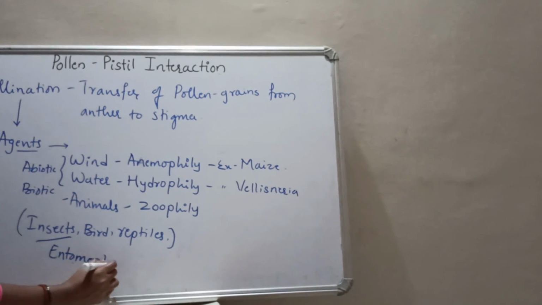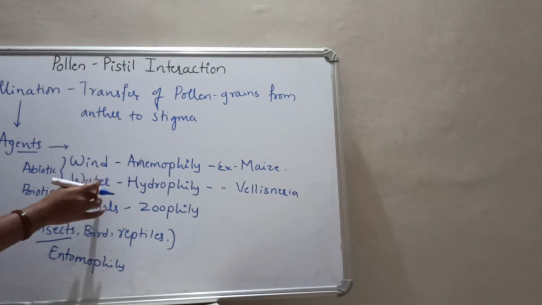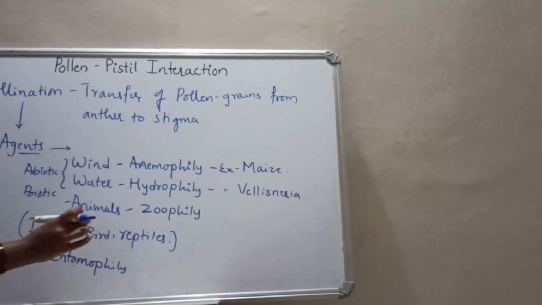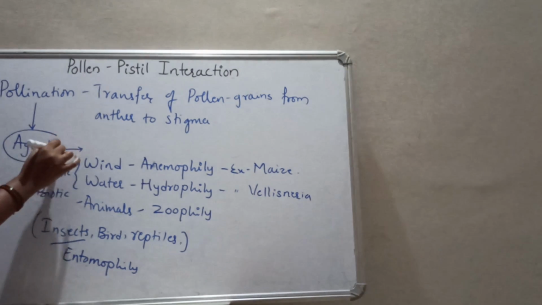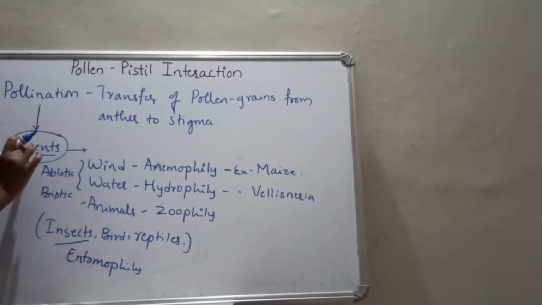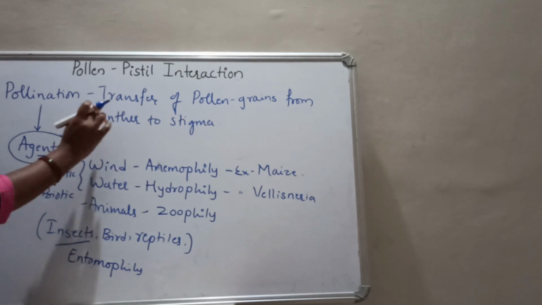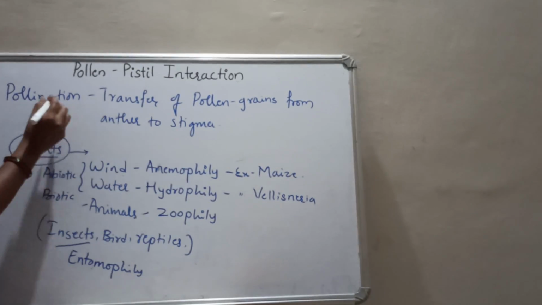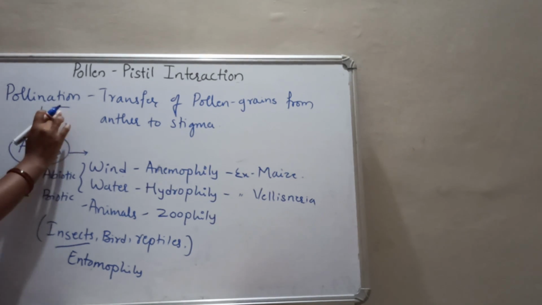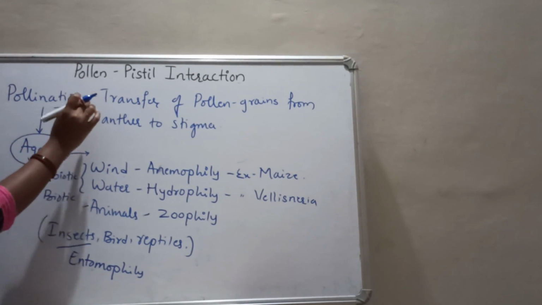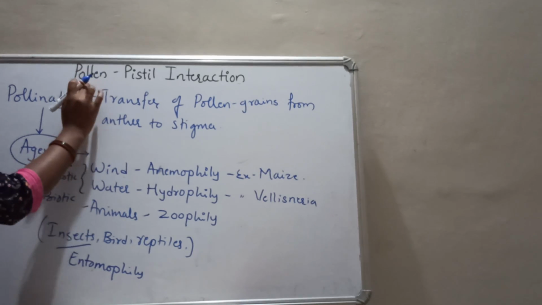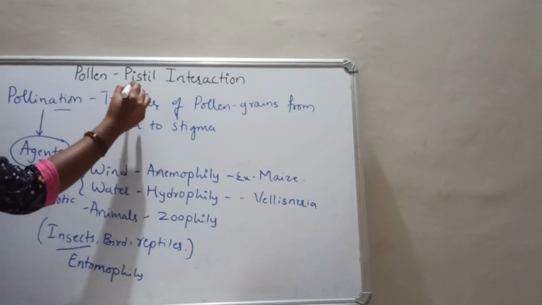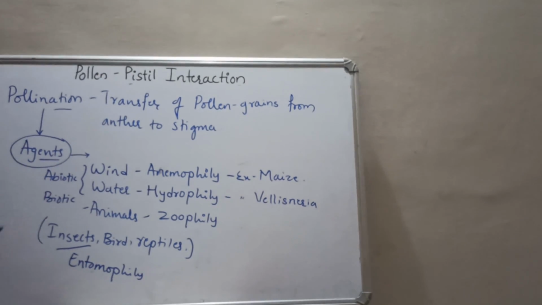These are the different agents of pollination: wind, water, or animals like insects, birds, reptiles. By the help of these agents, the pollen grains are transferred to the stigma. That process is called pollination. In today's class, I am going to discuss how the pollen grains interact with the pistil, meaning the gynoecium part.